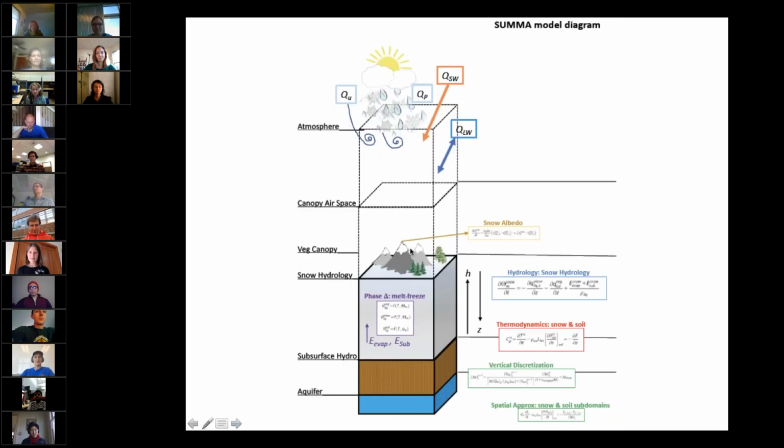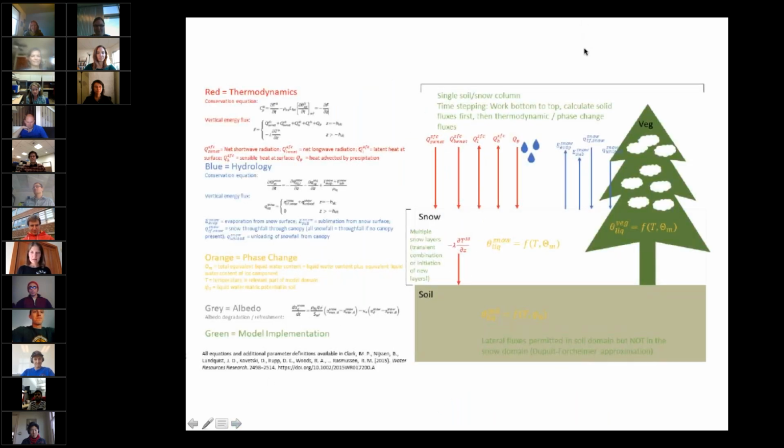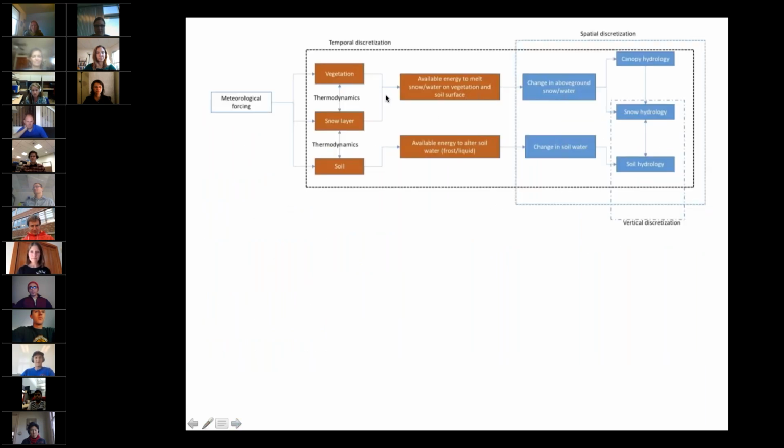This one has canopy airspace over the top of the mountains, but I really like the mountains. I think it's really cool. I like that one. And apologies, some of them I was just doing screen capture to get them in here. This one's all color coded. This one links all the temporal versus spatial versus vertical discretization.